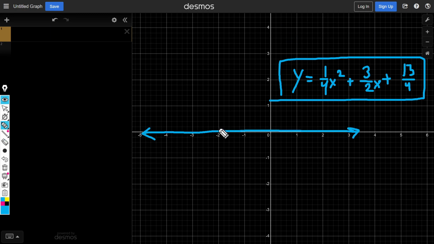We have the directrix where y equals 0. We have the focus at -3, 2. Now let's plot the graph. Let's plot the equation that we got here and see if it actually works.